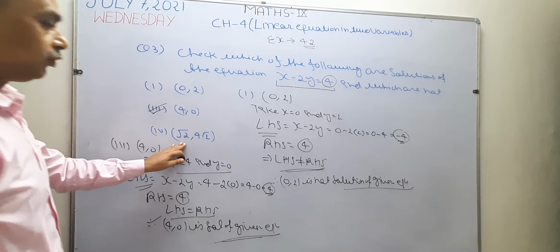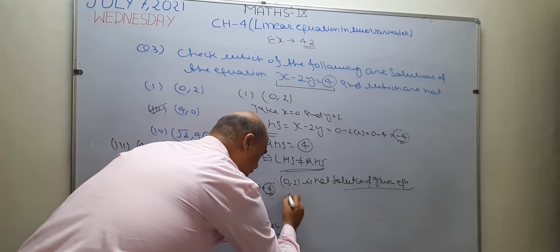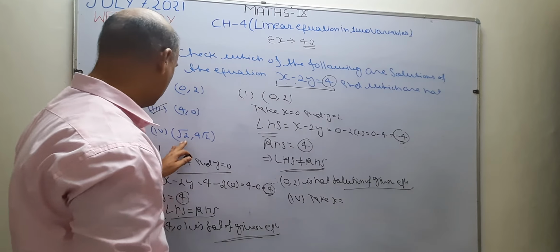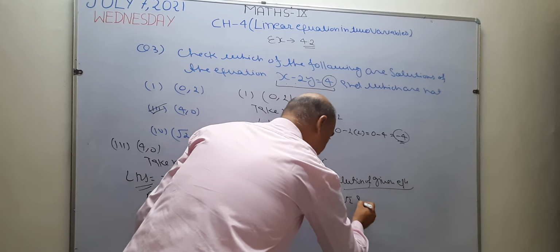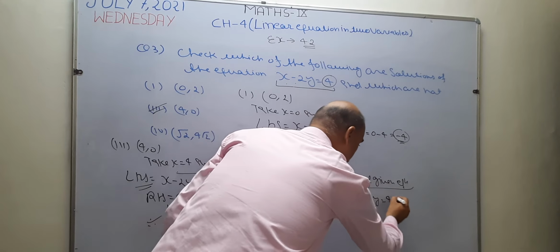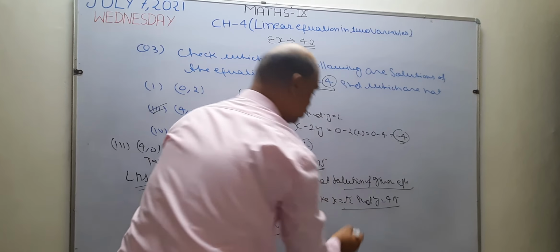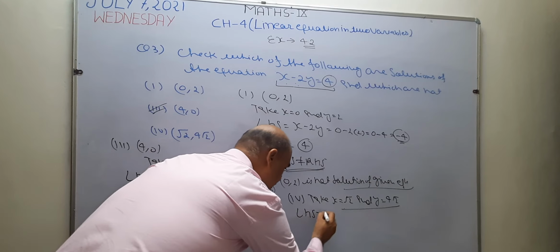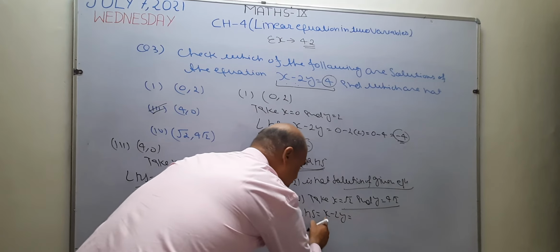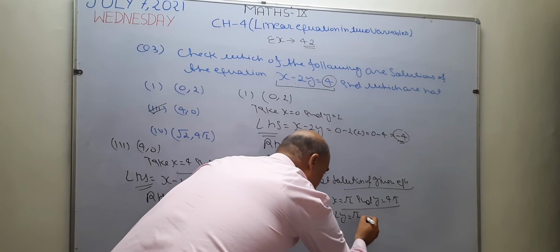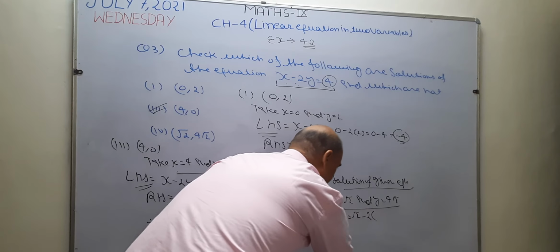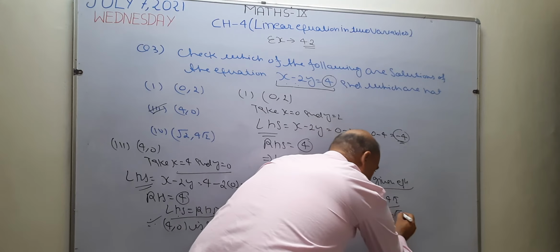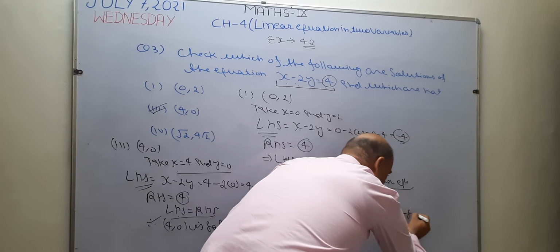I want to solve the fourth part. For the fourth part, I take x equal to root 2 and y equal to 4 root 2. Now I want to substitute these two values in the left hand side of this equation. Left hand side is x minus 2y. Instead of x, I write root 2. Instead of y, I write 4 root 2. So this becomes root 2 minus 2 times 4 root 2, which is 8 root 2.